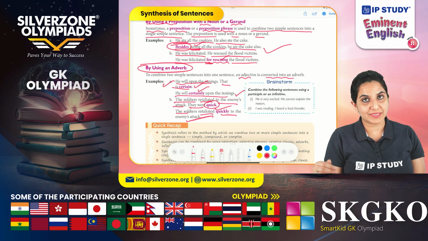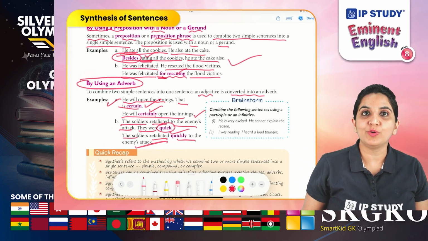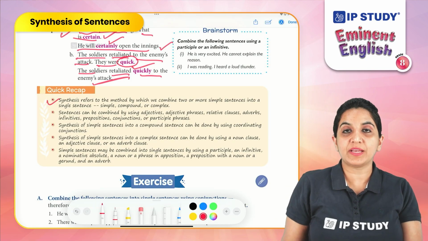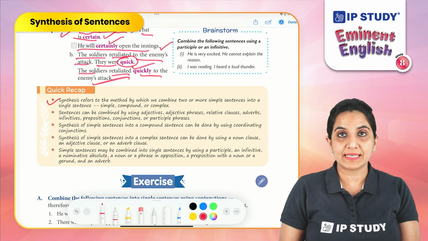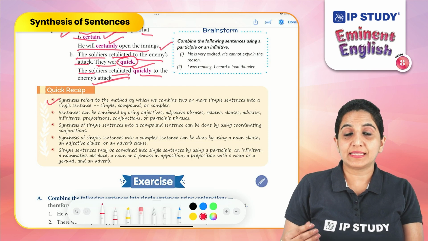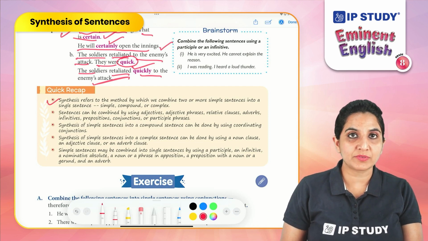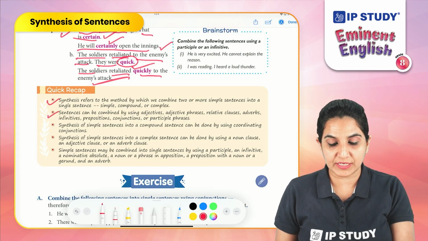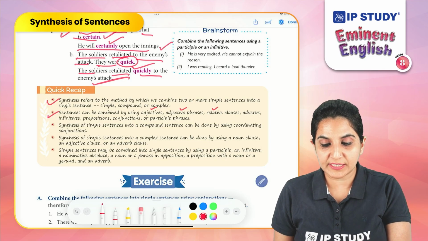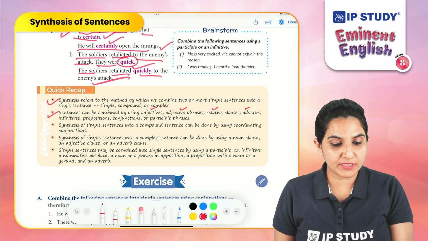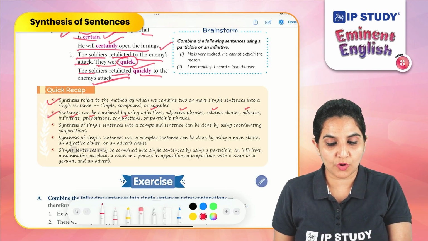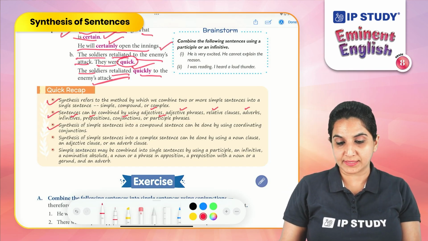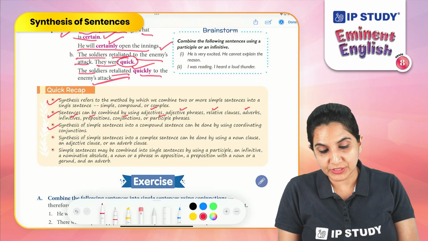So this was all about synthesis of sentences, and before we go, let us do a quick recap. Synthesis refers to the method by which we combine two or more simple sentences into a single sentence. These sentences can be simple, compound, or complex sentences. Sentences can be combined by using adjectives, adjective phrases, relative clauses, adverbs, infinitives, prepositions, conjunctions, or participle phrases. Synthesis of simple sentences into a compound sentence can be done by using coordinating conjunctions.